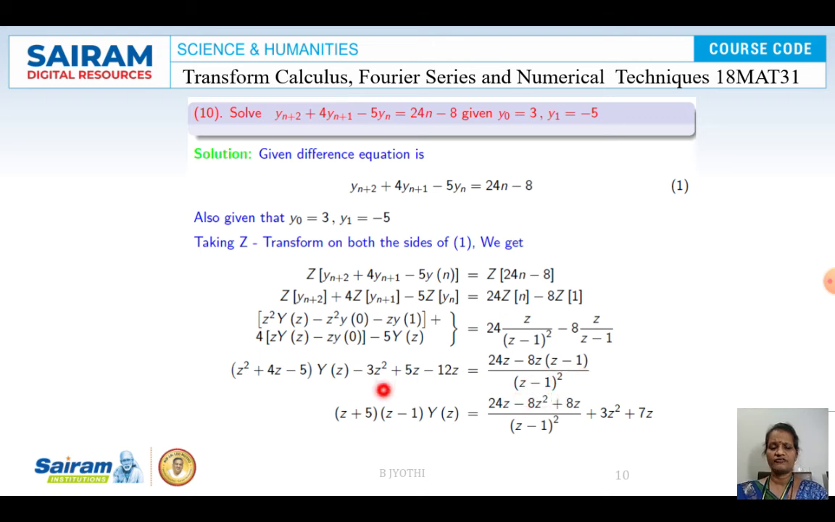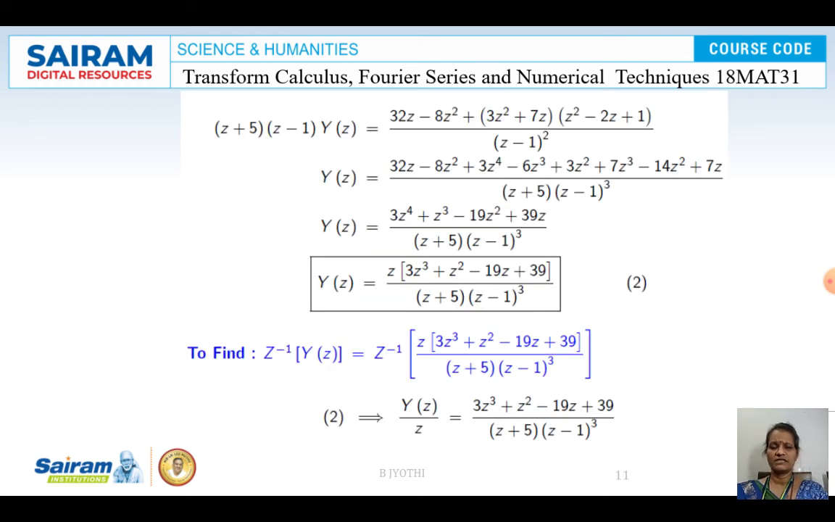And the left hand side, when we simplify and apply the conditions, that is y(0) and y(1), we get this expression. Now the 3z square, 5z and 12z are taken to the right hand side and the remaining is factorized, that is Y(z) into (z plus 5) and (z minus 1), and finally we take Y(z). So Y(z) on simplification is 3z power 4 plus z cube minus 19z square plus 39z divided by (z plus 5) into (z minus 1) the whole square. So Y(z) is given by this expression.